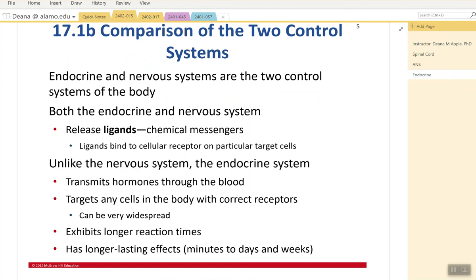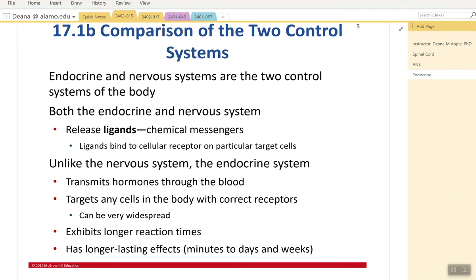The nervous system causes pretty specific effects. You have to recruit lots of different neurons and make them signal to lots of different areas if you want a widespread effect. The endocrine system can have widespread effects because the receptors for a specific hormone can be located at multiple places through the body. Because this is traveling through the blood, as soon as it hits a tissue that has that receptor, it can act on that tissue. So you can have widespread effects far faster with the endocrine system relative to the nervous system.